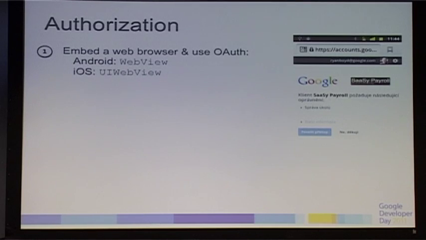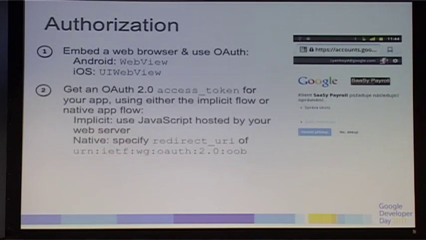And then the other thing is authorization. Again, with authorization, you can embed a web browser, the web view or the UI web view. You get this access token from Google. So there's two ways you can do this. One way, if you have your own web server that backs your mobile application, you can just redirect over to your server and just handle this normally like any other OAuth flow.